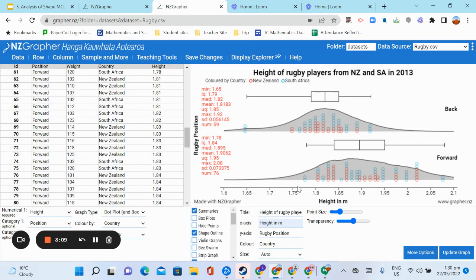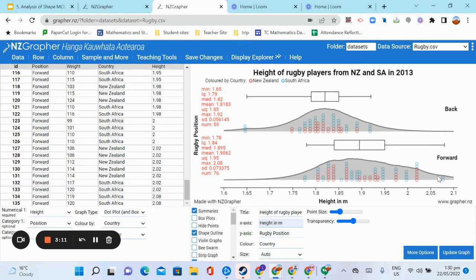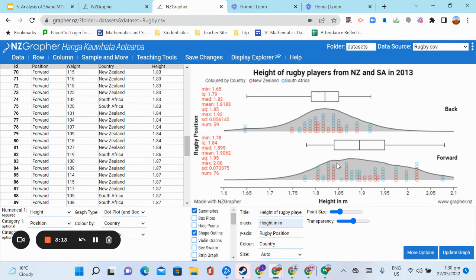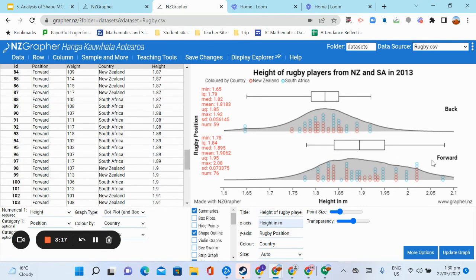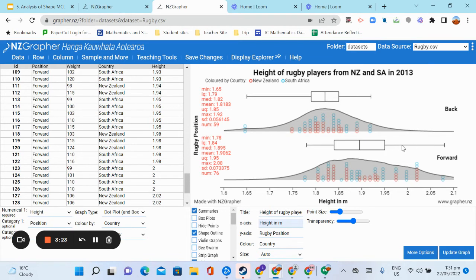And in this one, it's not really symmetrical. It's kind of got a two peak thing going on. So we would probably call this a bimodal graph, even though the outline doesn't show it. And it's got this long tail on this side, so we'd say it might be slightly right skewed.